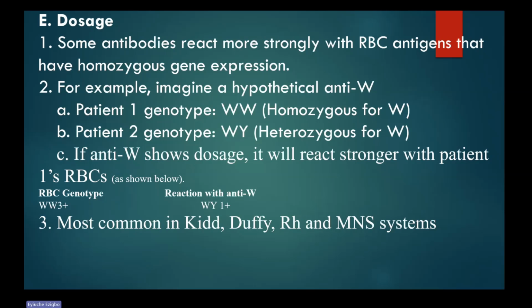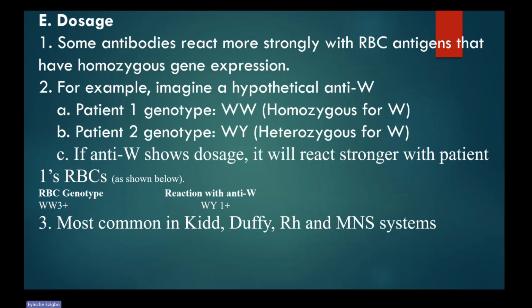Then patient 2 genotype is heterozygous WY for W antigen. So if anti-W shows dosage, it will react stronger with patient one's red blood cells, as we can see. Patients with the homozygous gene can react stronger and show more agglutination than patients with the heterozygous gene, if the genotype we're considering shows dosage.